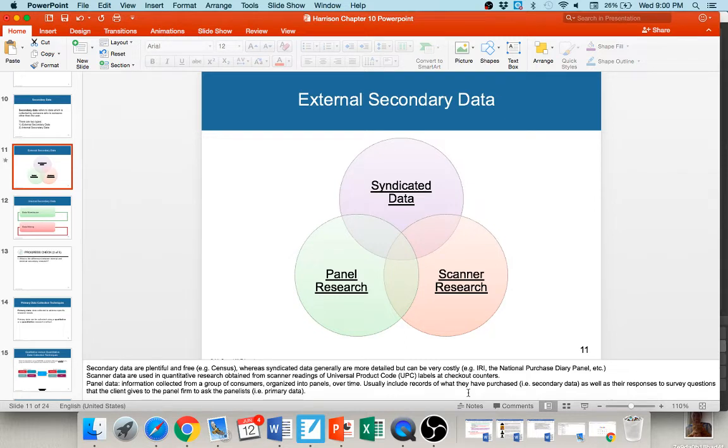And then you have scanner data as well as your final form of external secondary data. And scanner data is usually used in quantitative research. And when you go to the grocery store and they scan that little barcode, that UPC label at the checkout counter, that's scanner data. They're just using that to collect information about maybe you as a consumer, if you've scanned your loyalty card first, or maybe they're just collecting information in general about how many people bought the blue box of Kraft mac and cheese and how much that price increase of 10 cents made for people buying that product or whatever. So scanner data is used for that kind of thing. We call it scanner data because obviously it comes from this barcode scanner at the grocery store or whatever store you're talking about. So hopefully that helps give you a little picture of external secondary data.